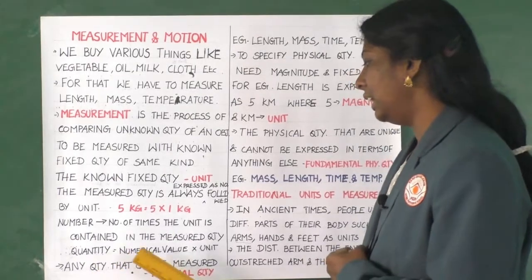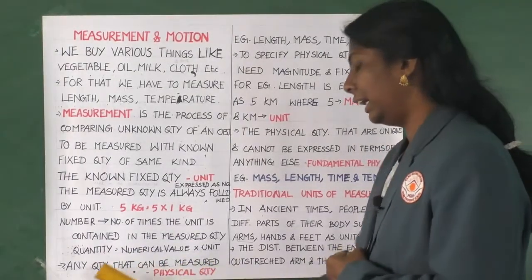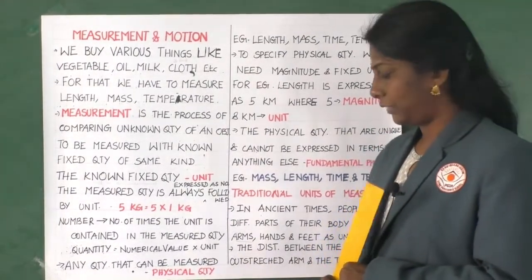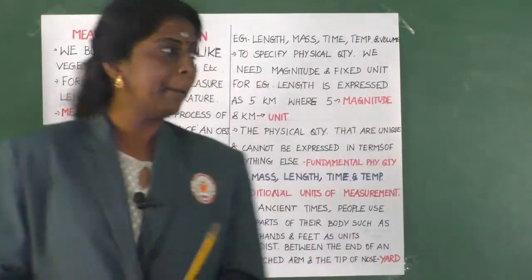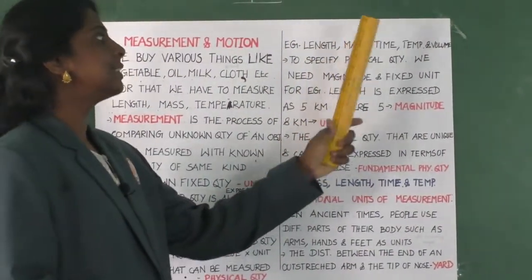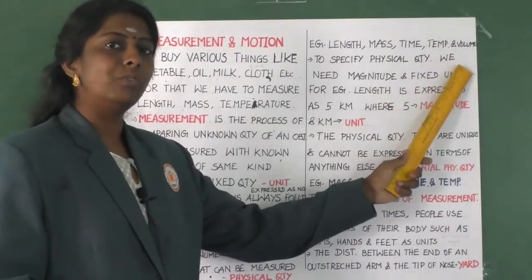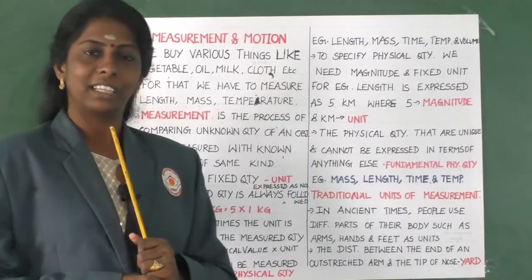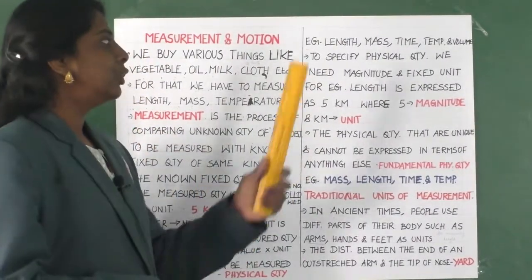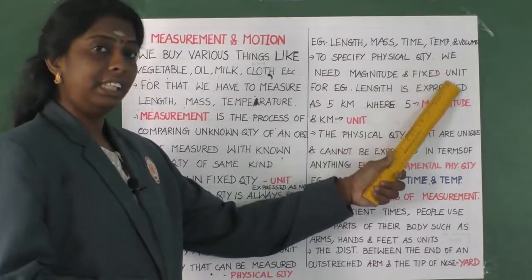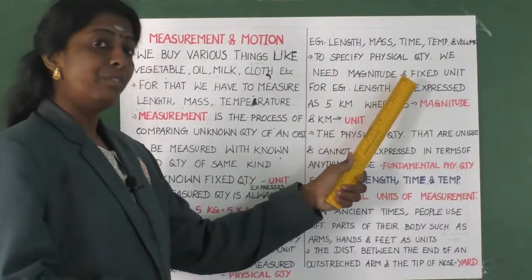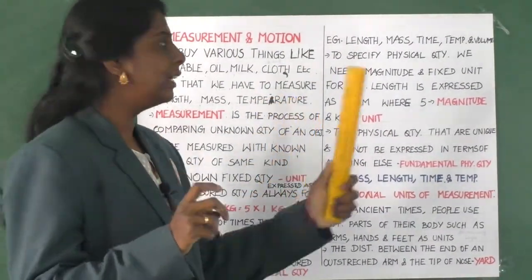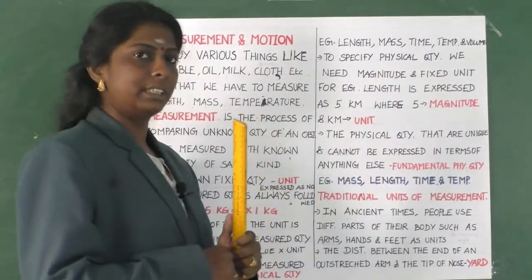So any quantity that can be measured is said to be a physical quantity. For example, length, mass, time, temperature and volume. All these are examples of physical quantity. Clear, children? Yes. Then to specify a physical quantity, we need magnitude and fixed unit. Two things. What are they? Magnitude and fixed unit.